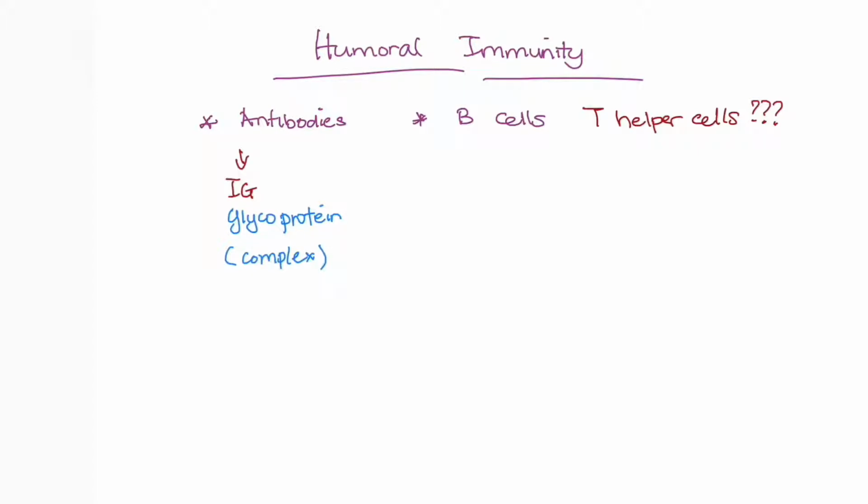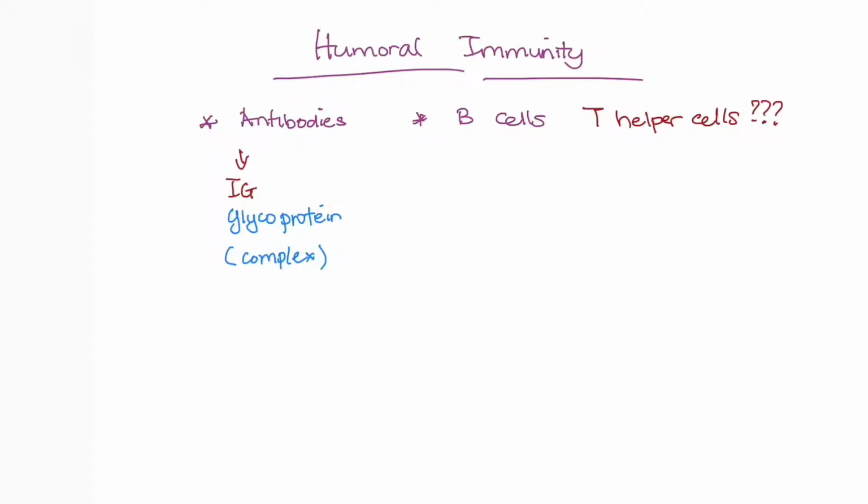Now in this video we're going to focus our attention on humoral immunity. In the last video we looked at innate immunity and adaptive immunity. This is a form of adaptive immunity because of course it includes your B cells and, in some cases, your T cells. When we talk about humoral immunity, it's predominantly the B cells that are involved.